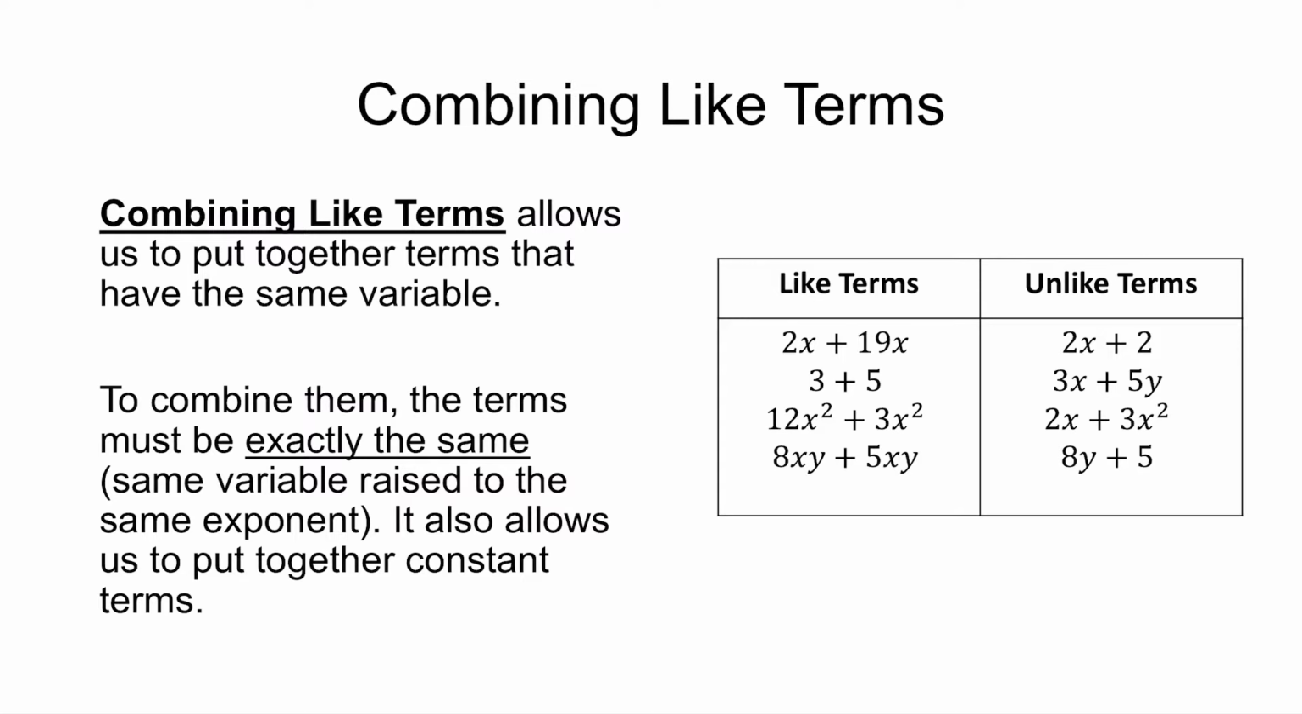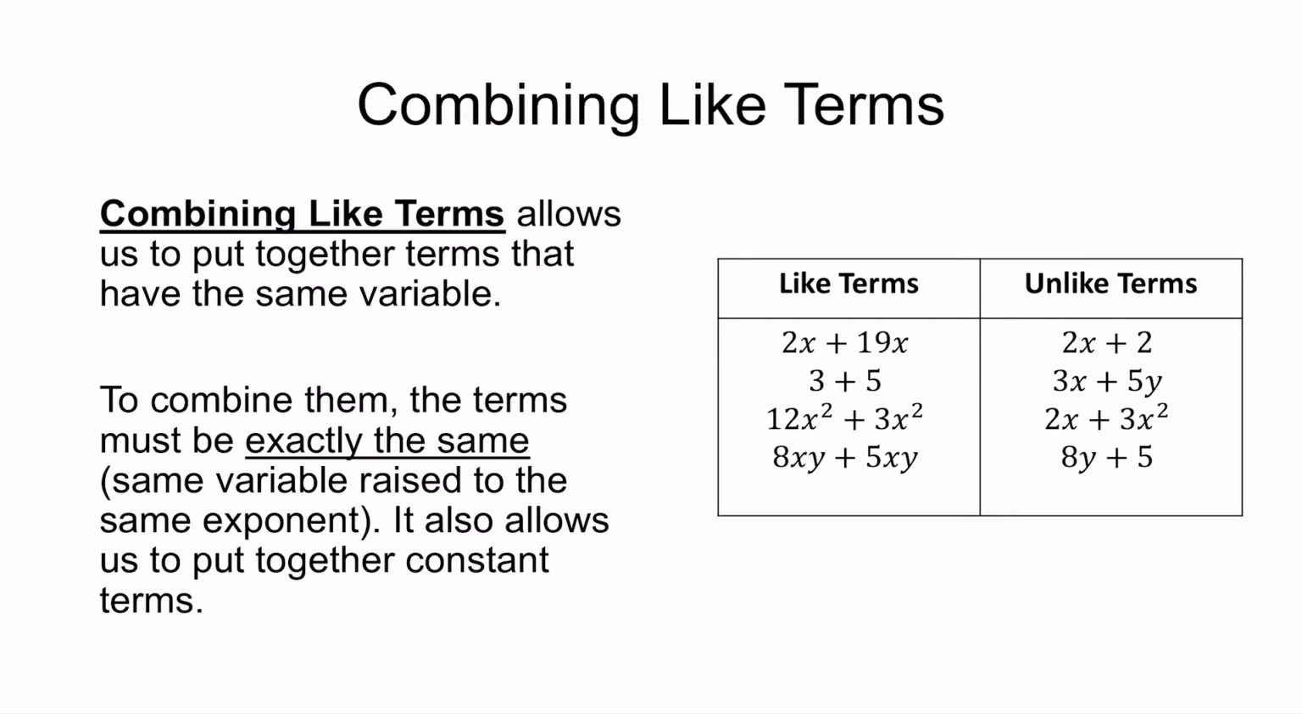So what is combining like terms? It's an idea that allows us to put together terms that have the same variable. And it's very important to remember that to combine the terms, they have to be exactly the same. So that means it has to be the same variable raised to the same exponent. It also allows us to put together constant terms.